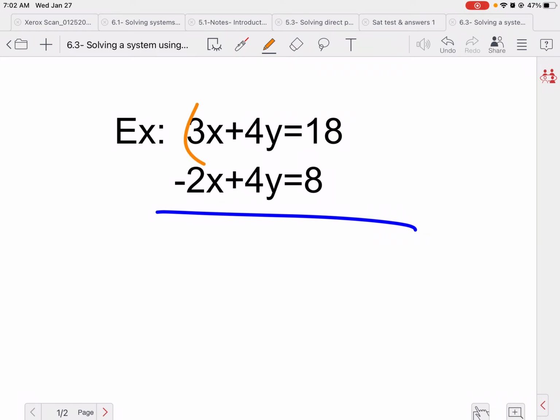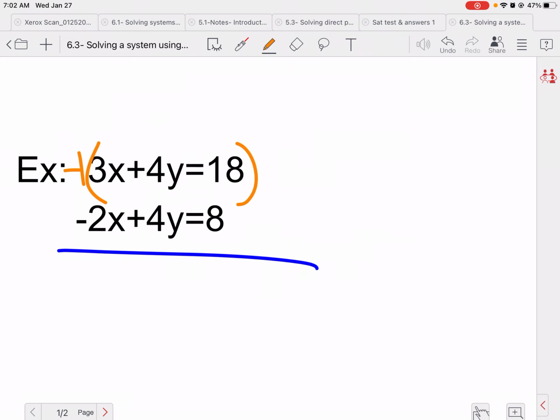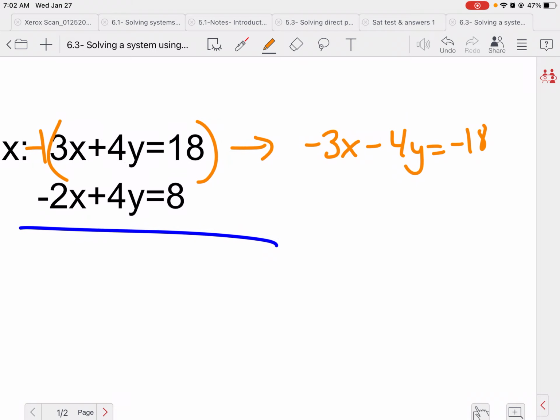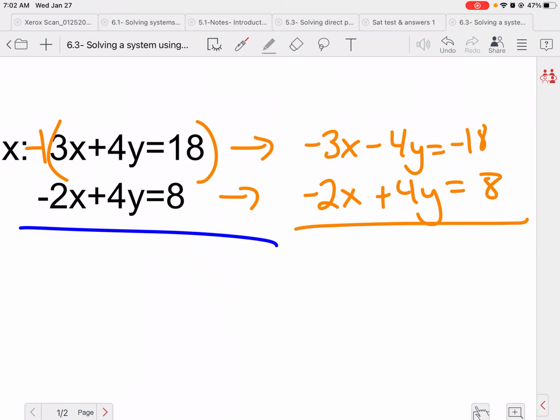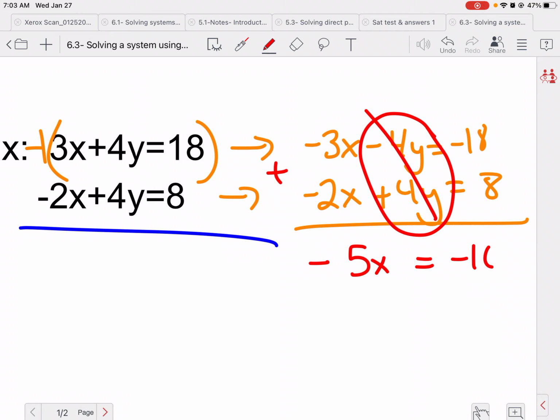But if I were to multiply this equation by a negative 1, okay, that would become negative 3x minus 4y equals negative 18. So I can multiply an entire equation by a number and it's still the exact same equation. It's equivalent, okay? And I'm not going to do anything to this bottom one, so I'm just going to rewrite it so they're nice and stacked. Now, when I add negative 4y plus 4y, that cancels out. Now, I always make it so I can add the equations just so you don't have to worry about distributing a negative. So this becomes negative 5x equals negative 10.